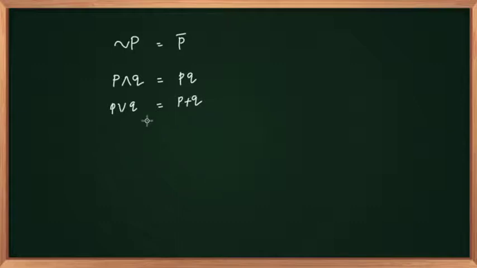Another important operation is the conditional operation: if P, then Q. That is written as P implies Q, and the corresponding Boolean expression is P bar plus Q. I think we all know how we can get this. So P implies Q is P bar plus Q, and this is one of the important operations in propositional statements.